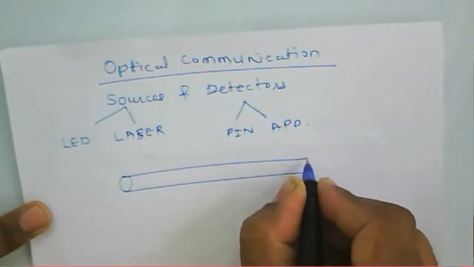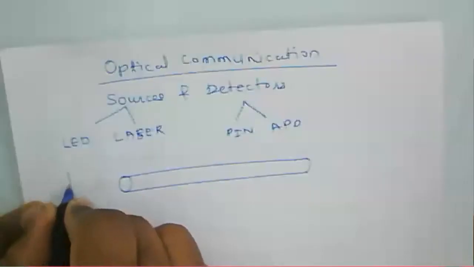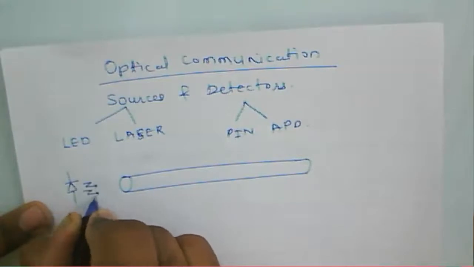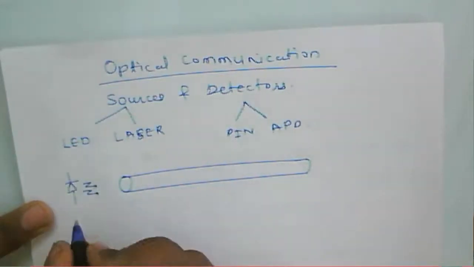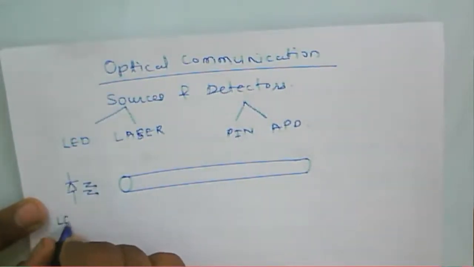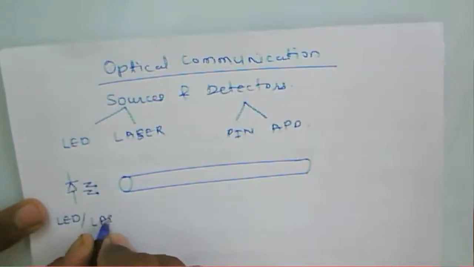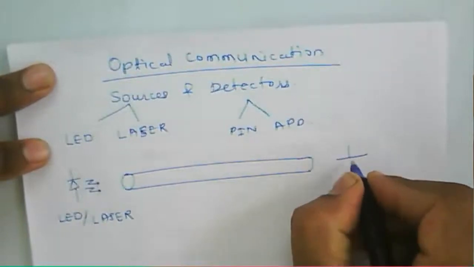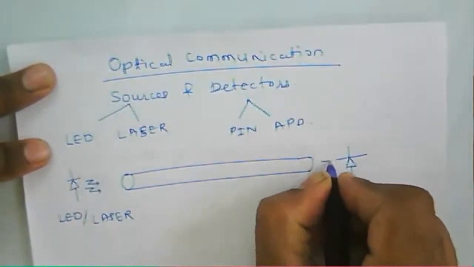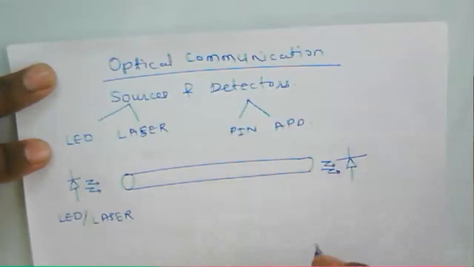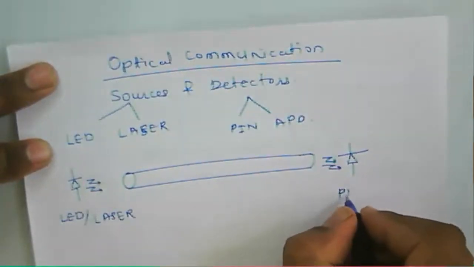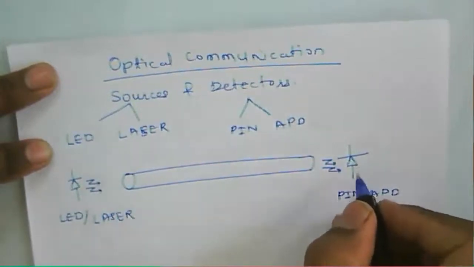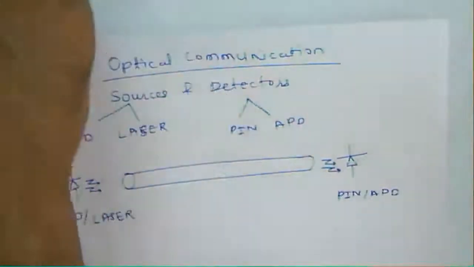Now in this case, for optical fiber communication, we need a light source there, so that light will be emitted through the optical fiber. Our source can be an LED or a laser here, and then here we have a detector. This light falls on this detector, and when light falls on the detector, it will convert it into an electrical signal.